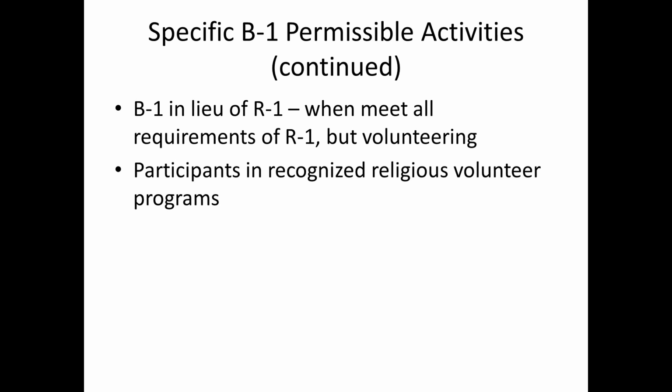Another B1 option is what's called B1 in lieu of R1. This is for someone that meets all the requirements for R1, but will not be paid by a U.S. source. So typically we call that volunteering, and we'll see all the R1 requirements in a minute. But the B1 in lieu one will be for someone who qualifies for every one of the R1 requirements except for the payment requirement. Payment would be coming from abroad.